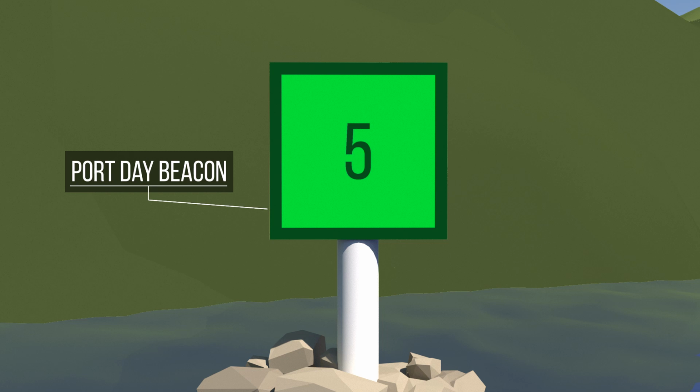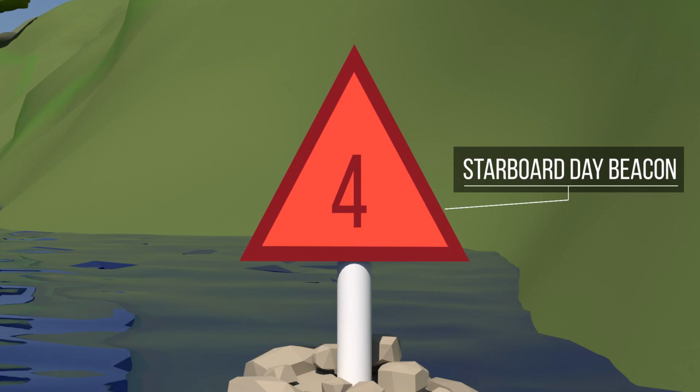If you are sailing in the United States, the port day beacon is a green square, with an odd number inside a lighter green square, while the starboard day beacon is a red triangle with an even number written within a paler red triangle.